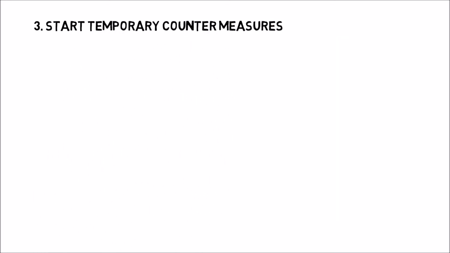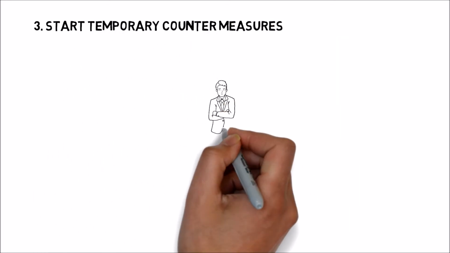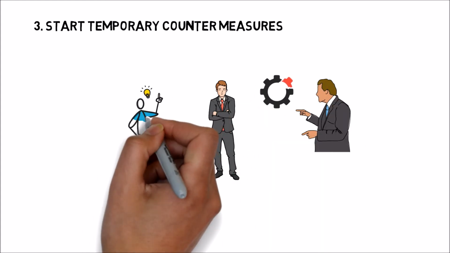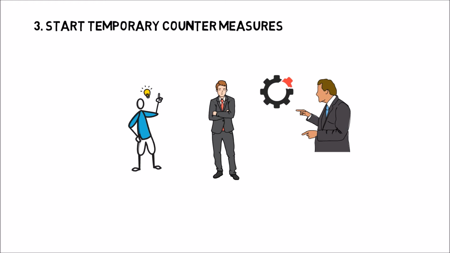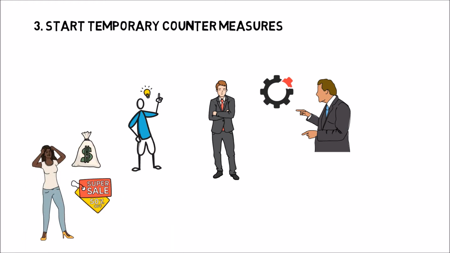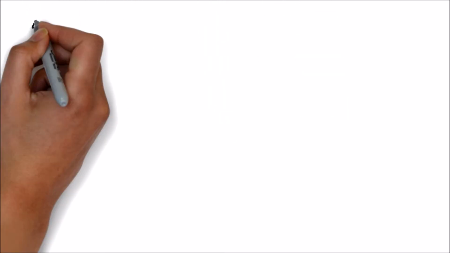3. Start temporary countermeasures. You may find yourself in a position where you must act immediately to address an issue until you have the opportunity to implement a more comprehensive solution. An irritated client, for example, might be offered a refund or a discount while the problem is investigated.